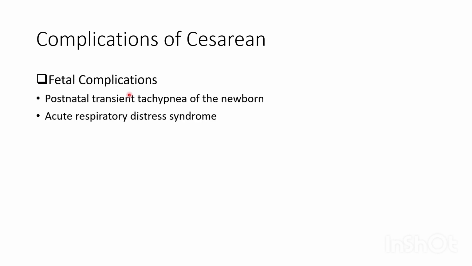Fetal complications of C-section. Postnatal transient tachypnea of the newborn, acute respiratory distress syndrome. These are the complications of the lungs and they occur after birth by C-section. In spontaneous vaginal delivery, the fetus comes out under stressful conditions, so stress hormones that are glucocorticoids are produced. Glucocorticoids produce surfactant. Surfactant prevents airways from closing so air can travel freely into the lungs, so the diseases of the lungs do not occur.